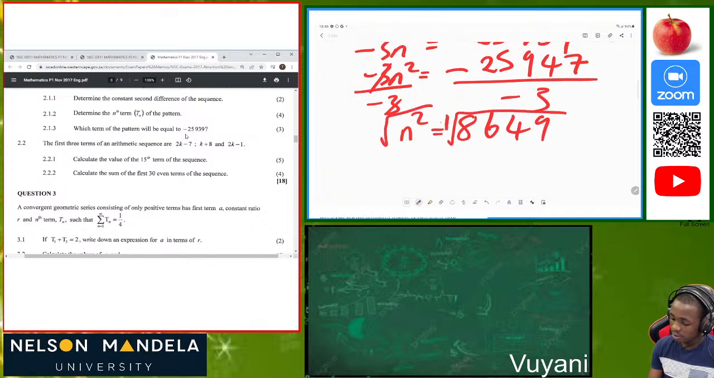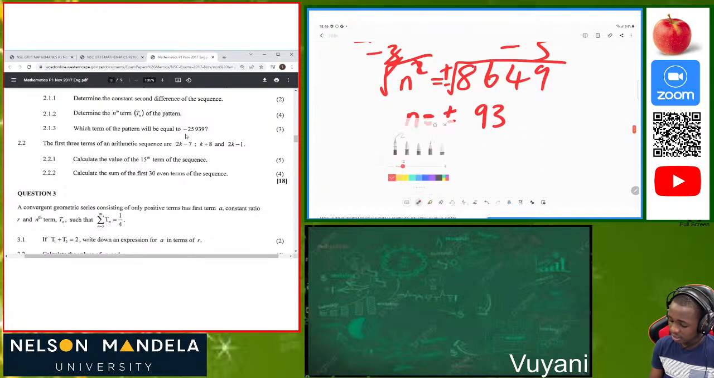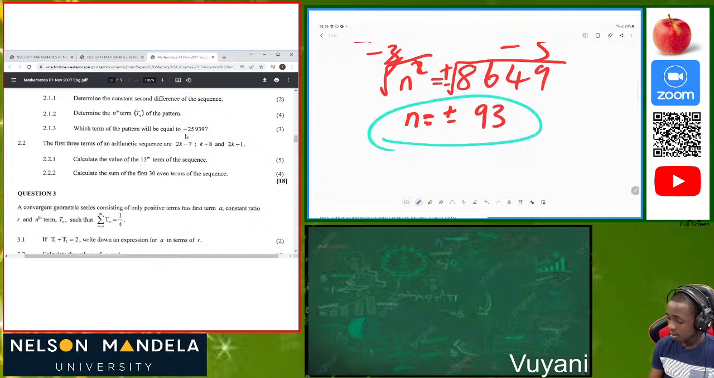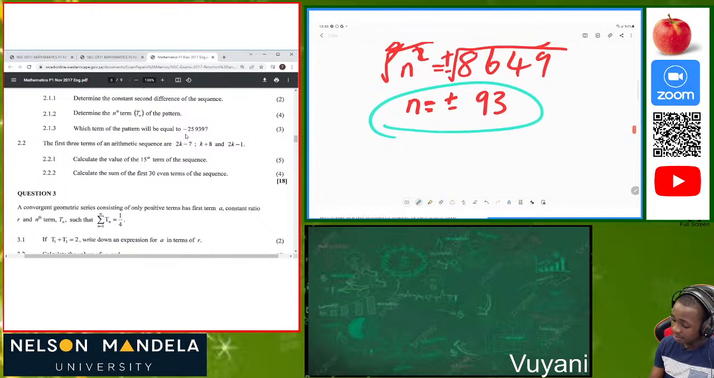Then after that, we know that we can square root both sides. And when we take the square root, we're going to have two answers, positive and negative. Then n will be equal to plus or minus. Okay, don't ever forget that plus or minus 93. So in other words, when you use your calculator, you're going to get plus or minus 93. So this is the same as n is equal to positive 93 or n is equal to negative 93.